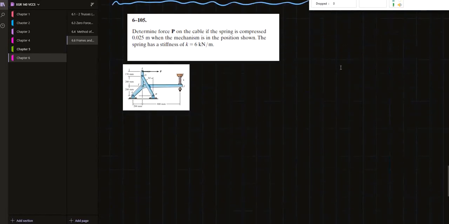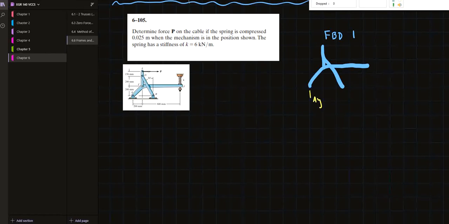So the next problem is a little more challenging. Let's draw some free body diagrams. First, let me draw the full structure. So I'm going to have an AY here, and AX here. This is a 2-force member.